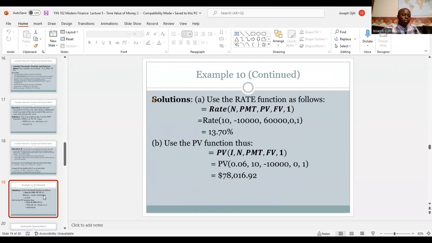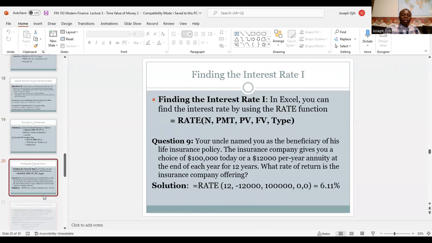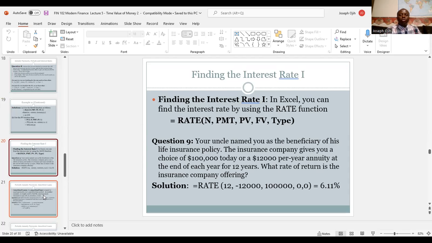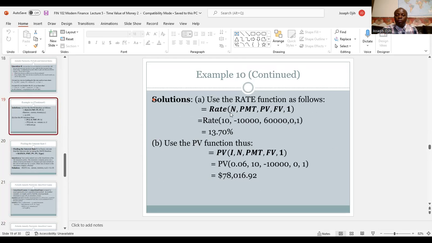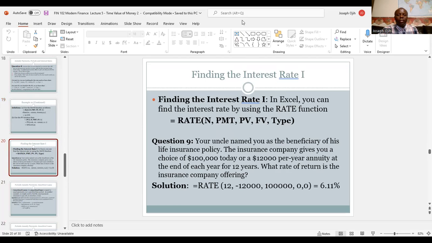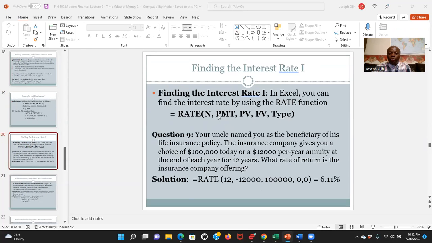I'm sure you're enjoying this. So I'm going to show you more on how to find the rate function. I've already done the first example on how to find the rate function, but this is one more example on that. I believe that many examples will make you stronger in this. Remember the rate function formula is this, the formula you use in Excel right here.